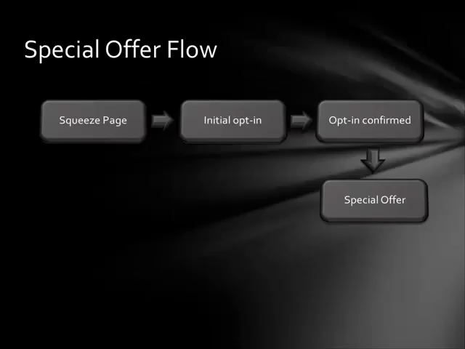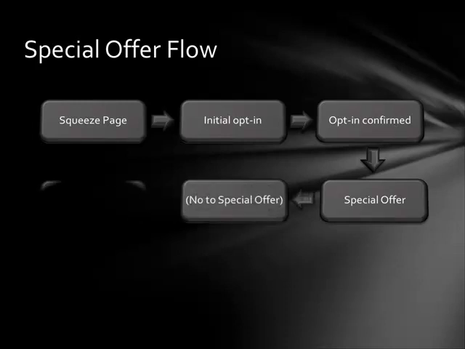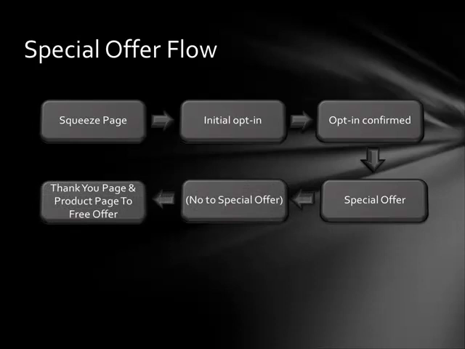And I've just put together a couple different flow charts that you can take, that we're going to run through quickly before we get into some other things. Basically, just so you can see how this works a little better, they come to your squeeze page, then their initial opt-in where they've given you their name and email. They go and confirm their opt-in. Once they're confirmed, they're sent to a special offer. Now, if they just say no to your special offer, they're going to be taken to the thank you page and the product page for the free offer that they opted in for.